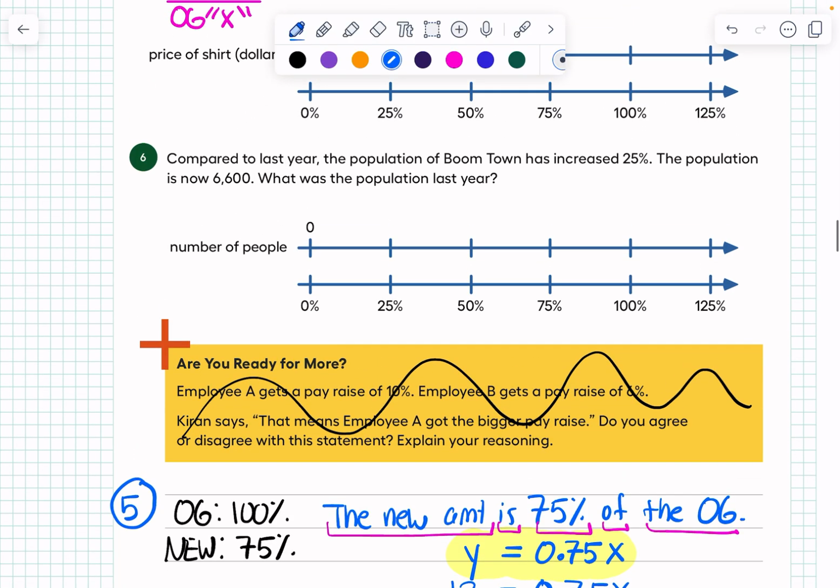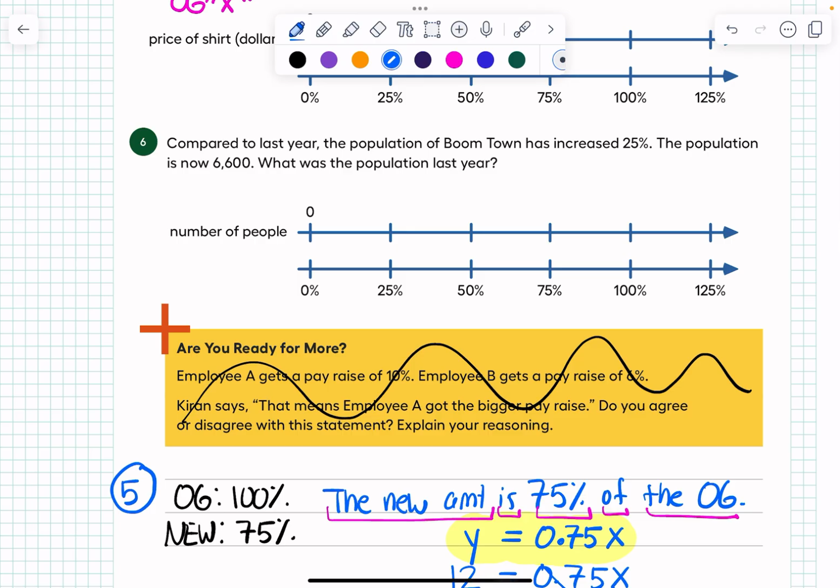All right, number 6. Compared to last year, the population of Boomtown has increased 25%. The population is now 6,600. What was the population last year? All right, let's underline important stuff. Increase means to add. Since they said the population is now 6,600, that's our new amount, which is our Y value. And the question says, what was the population last year? So that's our OG value, which is our X value.